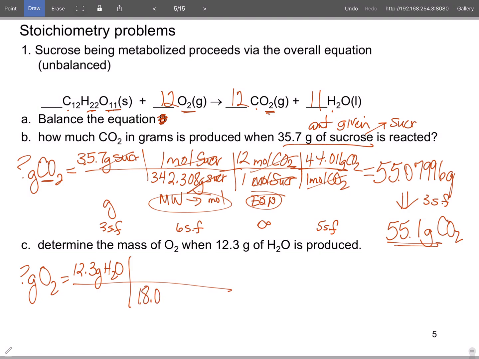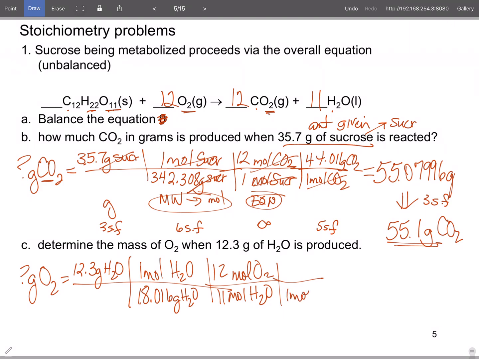So I need to convert my water to moles. And 1 mole of water is 18.016. And then I've got to have my moles of water, and I'm going to moles of oxygen. So if I look at my equation, I got 12 here and 11 here. And I want the grams back. If I had just asked for moles, we'd be done. So 1 mole of oxygen is 31.9988 grams of oxygen, because it's O2.